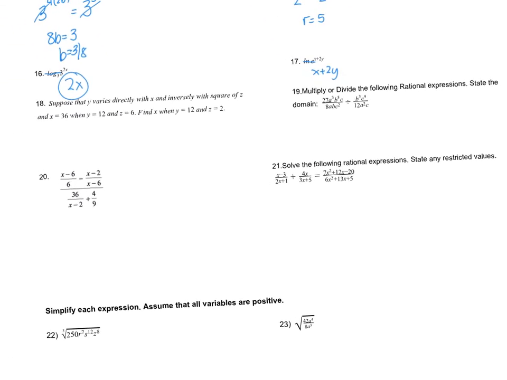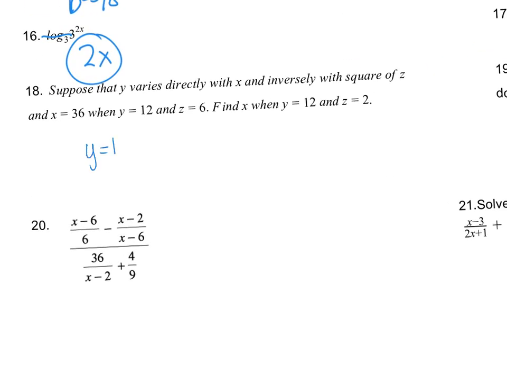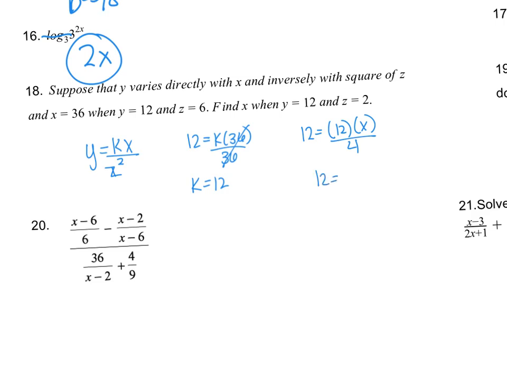Suppose that y varies directly with x and the square of z. So suppose x is 36 and z is 36, so k equals 12. So find x when y equals 12, k is 12, so 12 equals 3x, x equals 4.